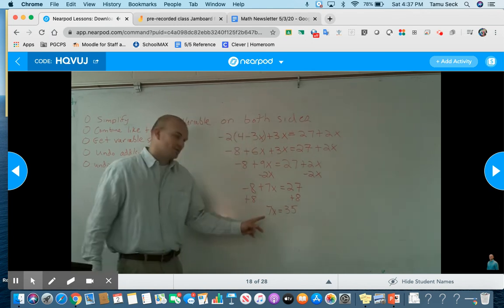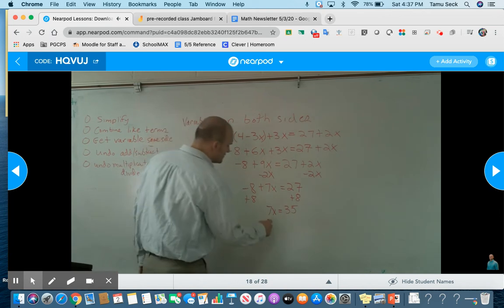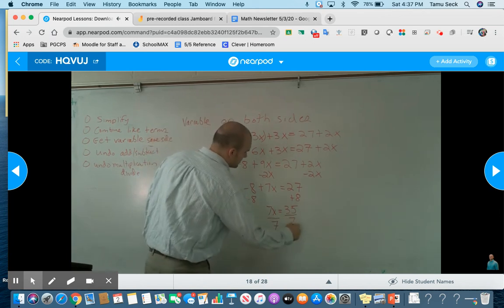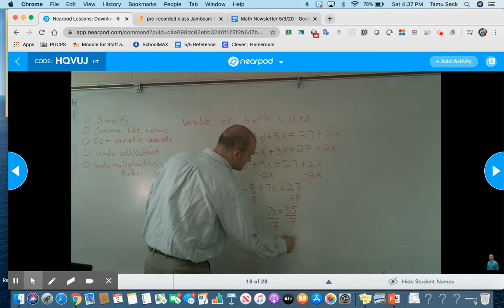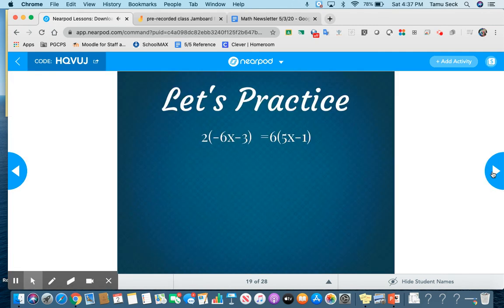Now I need to undo multiplication. So to undo my variable being multiplied by 7, I need to divide by 7. So therefore, x equals 5. Okay, let's practice.